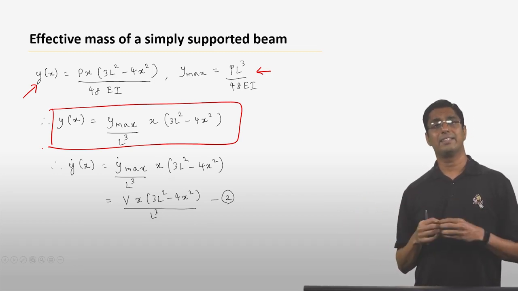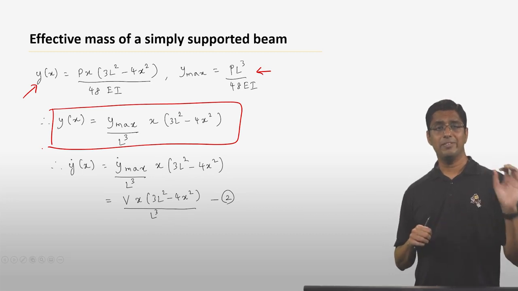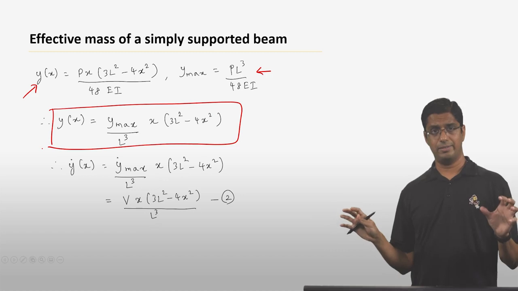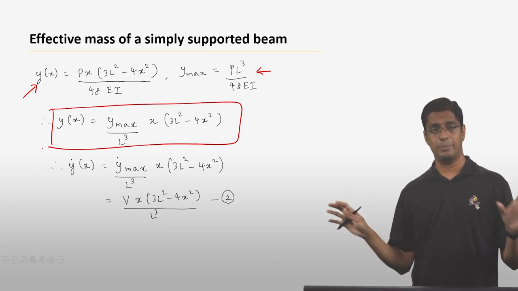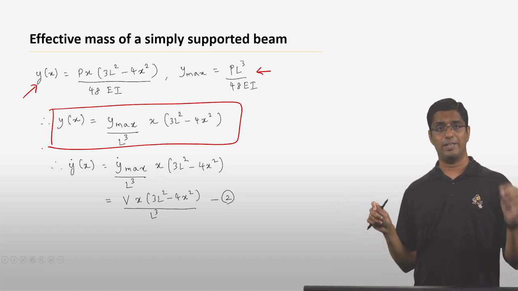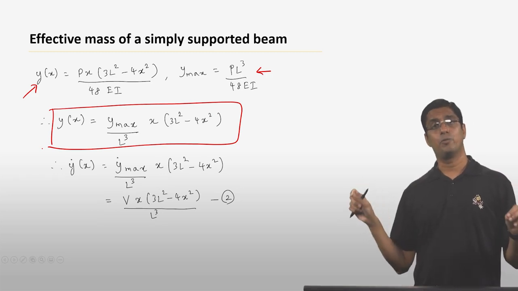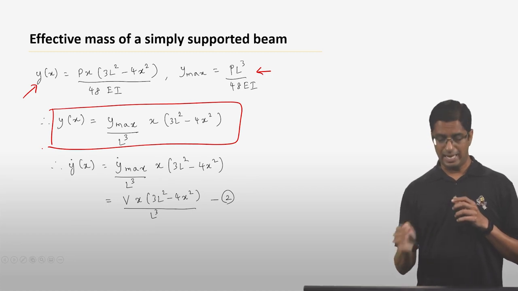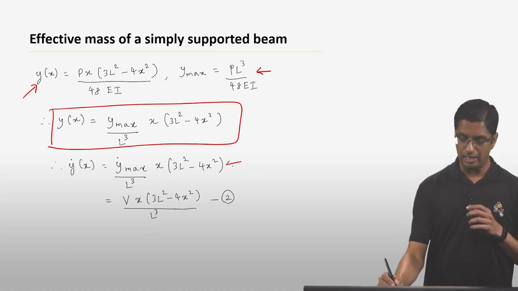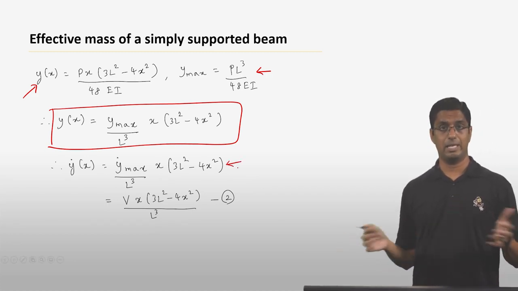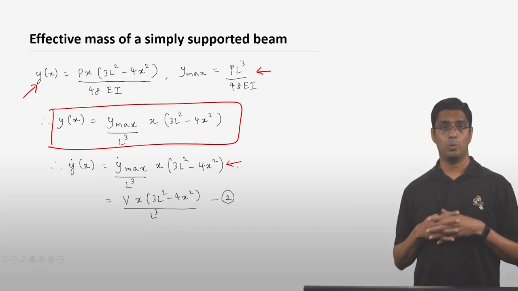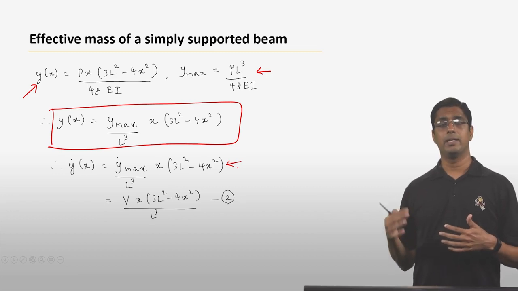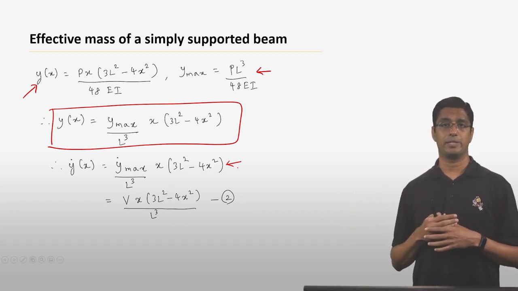The reason I'm doing this is that if I know y of x in terms of y max, then I can also find y dot as a function of y dot max. So if I take the derivative with respect to time, x is just a variable that denotes the length of the beam. So y dot of x is going to be y dot max divided by L cubed times x times (3L squared minus 4x squared).